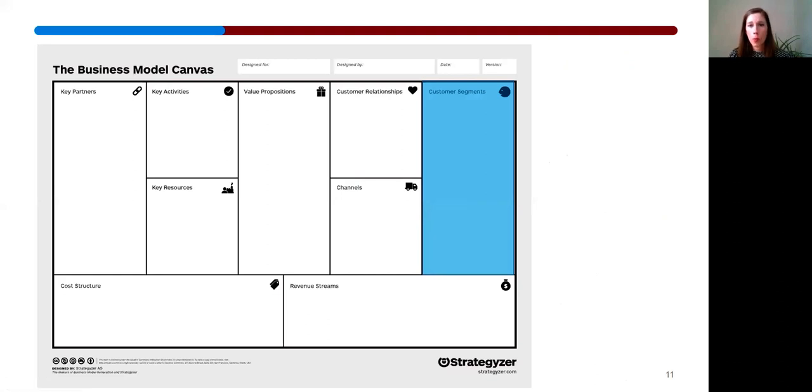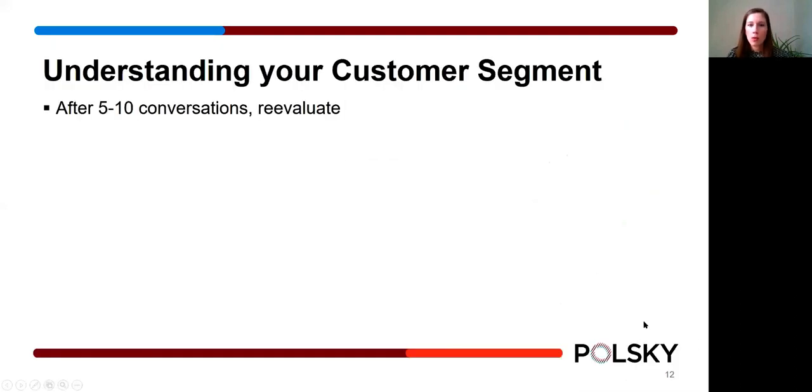This is, again, the whole point of going out and doing customer discovery, is that we're really trying to understand who this is. So what I like to recommend to teams who are conducting customer discovery is, after you've had somewhere between 5 and 10 conversations, it's really time to go back and reevaluate your customer segment. Meaning at the earliest stage, I asked you, pick a customer segment, really understand them, go out and talk to lots of them so that you understand them really deeply rather than understanding multiple customer segments on a very surface level. Once you've had 5 or 10, you are at the point where you're starting to get an initial understanding of that customer segment.